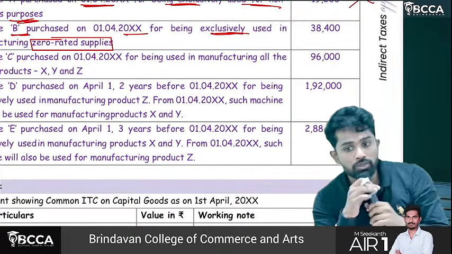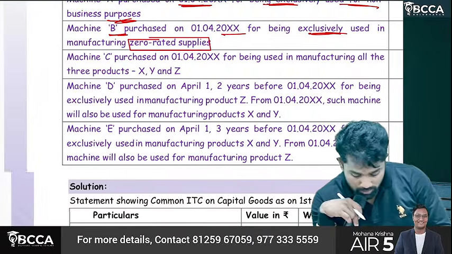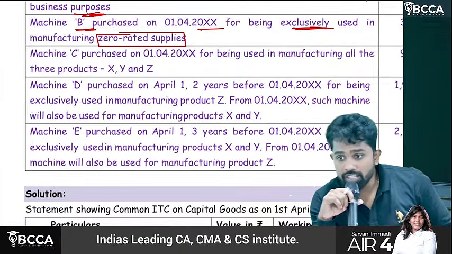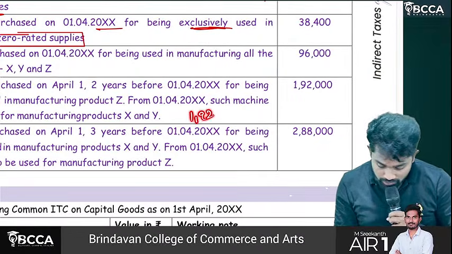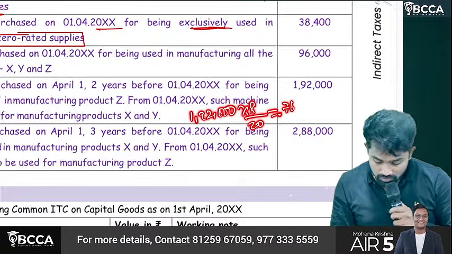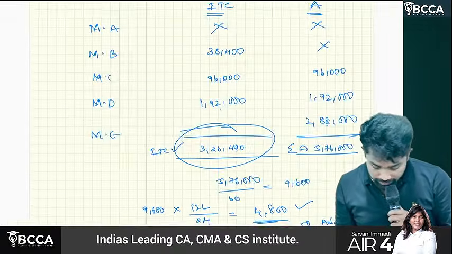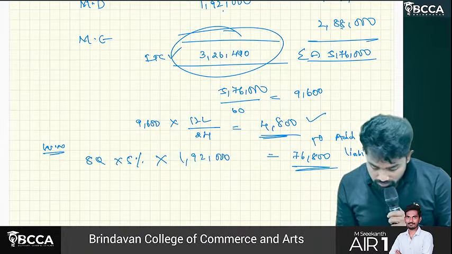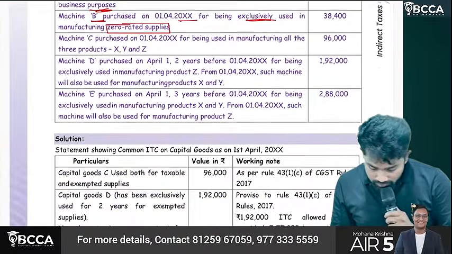Then another thing what we have to do, sir? For the number of quarters which have already expired, we need to reverse the liability also. Sir, 2 years means how many quarters expired? How many? 8 quarters already expired. So how much, sir? 1,92,000 into 8 divided by 20 if you do, how much? This 76,800 we need to add to the liability. Okay. So see here what we did. Machine D related we availed 1,92,000 and even marked as A also. And the reversal also, sir. Okay, 8 quarters into 5%, that is how much? 76,800. Okay, done.